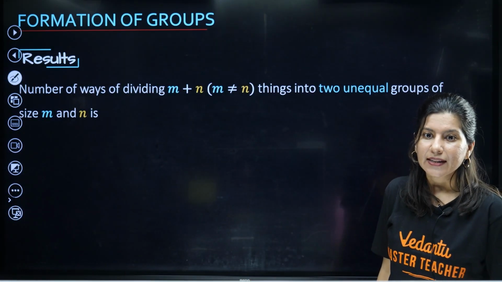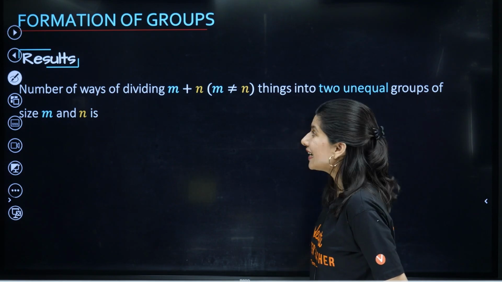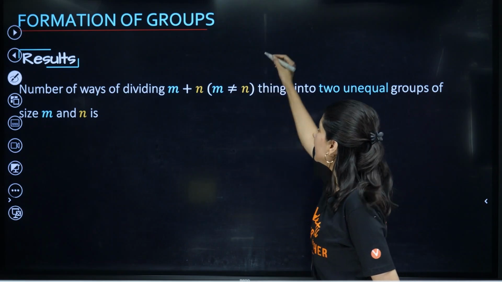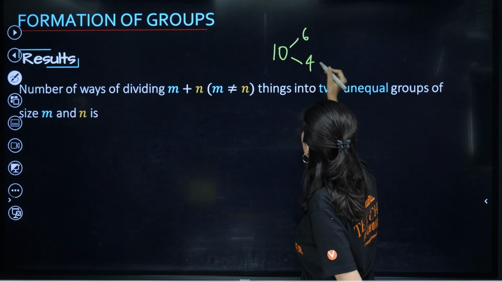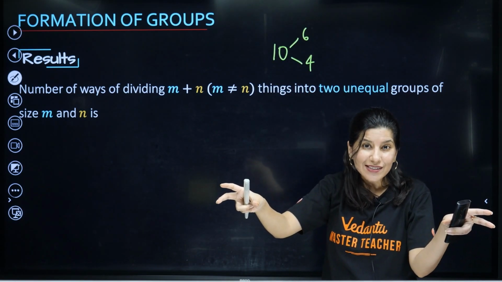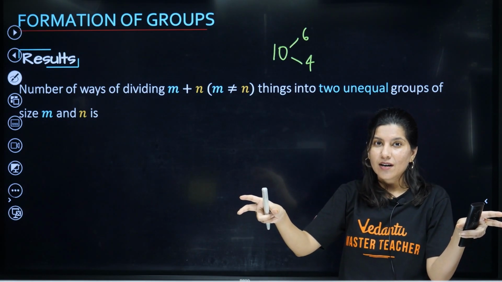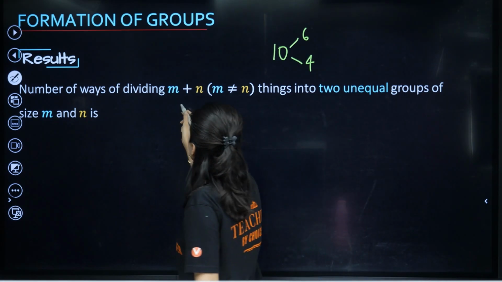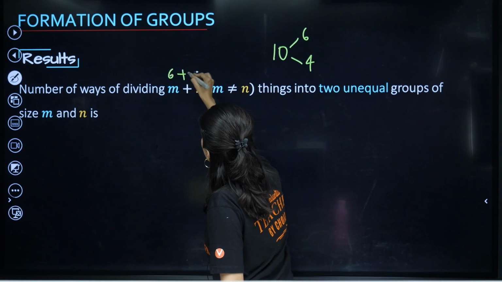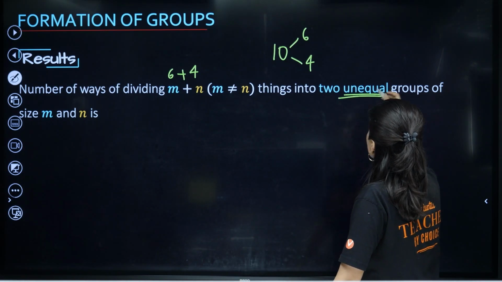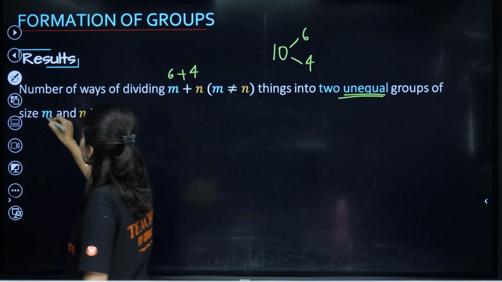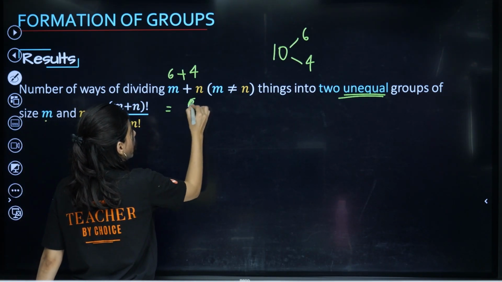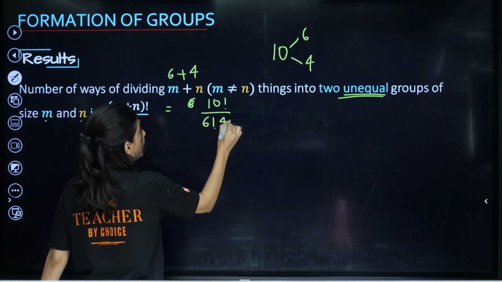Formation of groups says that number of ways of dividing m plus n, that is total. Basically total, if I am having 10 and I am deciding that I will make 6 and 4 ka group, and 6 and 4 to 2 different bundles I want to form. 2 groups of 10 things. One is having 6 and another is having 4 objects. So total number of ways of dividing 6 plus 4 things into 2 unequal groups of size 6 and 4, that can be done by 10 factorial upon 6 factorial, 4 factorial.